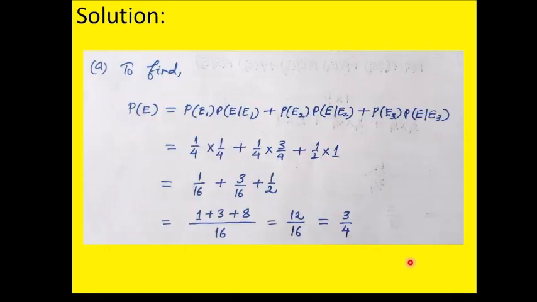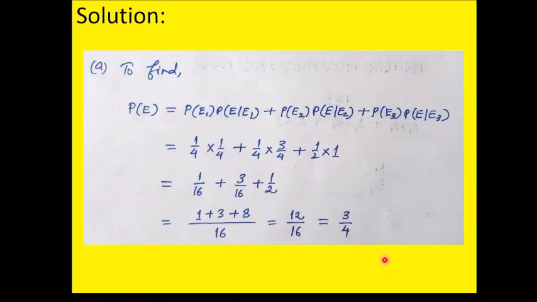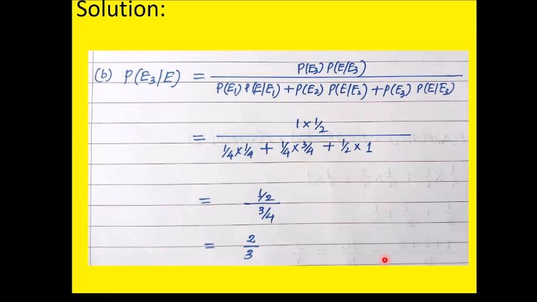First, getting a correct answer, total probability. Total probability means, if we look at the diagram, this into this plus this into this plus this into this; that is our total probability. And in the second part they have asked: what is the probability that he knows the answer given that he has answered it correctly? So E3 by E. In the numerator we have to put P of E3 into P of E given E3. The denominator will be your total probability. The answer comes out to be 2 by 3.